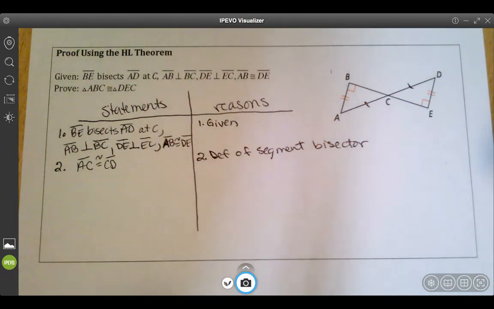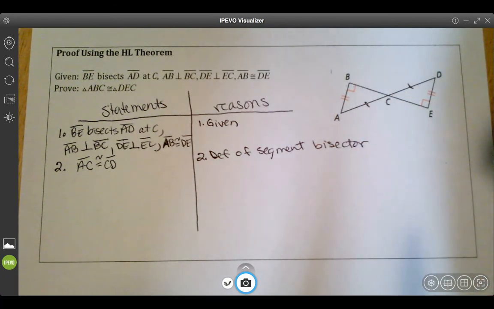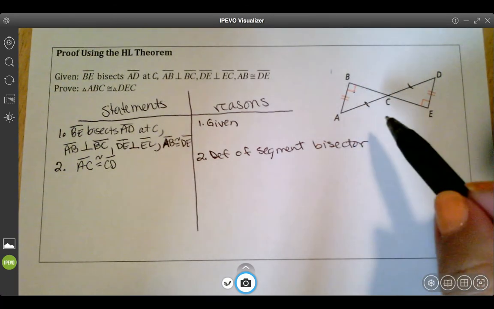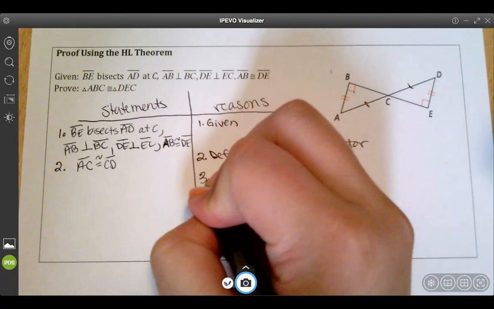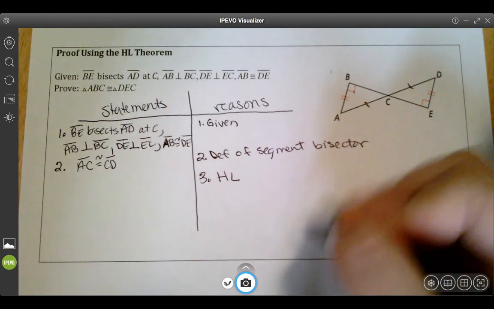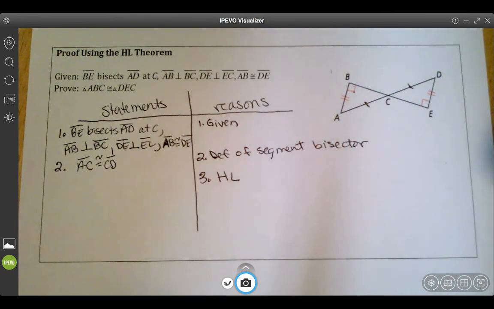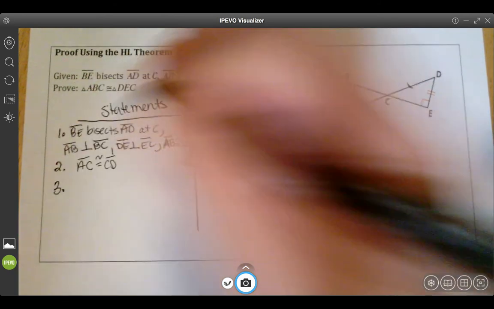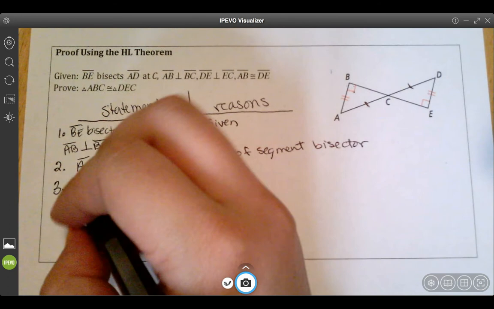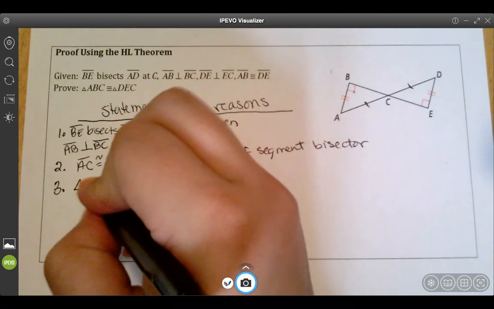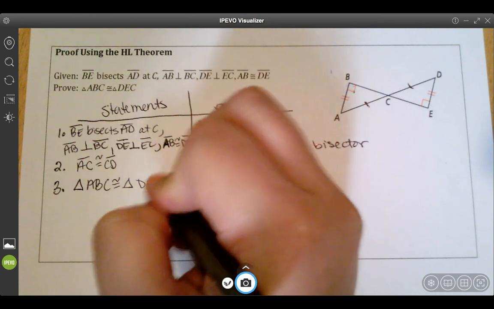Okay, so what do we have now? We have two sides and an angle, but specifically we have a right angle, a hypotenuse, and a leg. So that tells me we can use HL. If this was not a right angle, it would be SSA, which is not a congruence theorem. So on number 3, using HL, we can name our triangles, name them how they were given, triangle ABC congruent to triangle DEC.